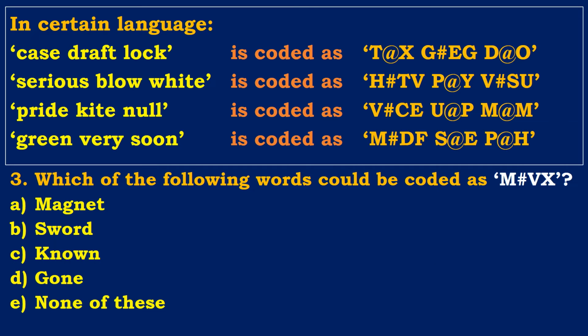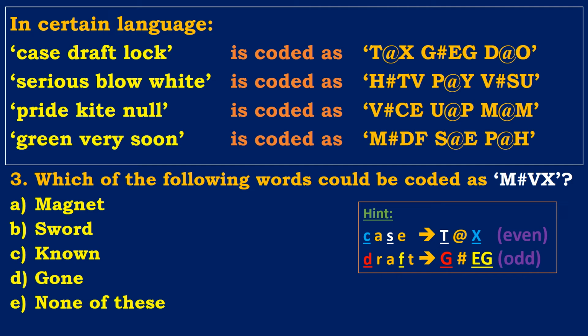3. Which of the following words could be coded as M#VX? According to case 2, it follows the letter symbol letter format. W is the middle letter of V and X. Hence, option C is correct.